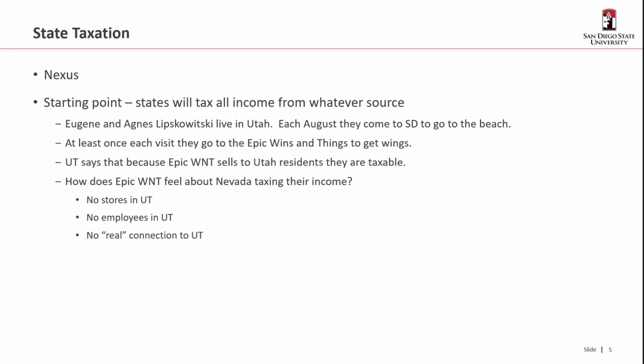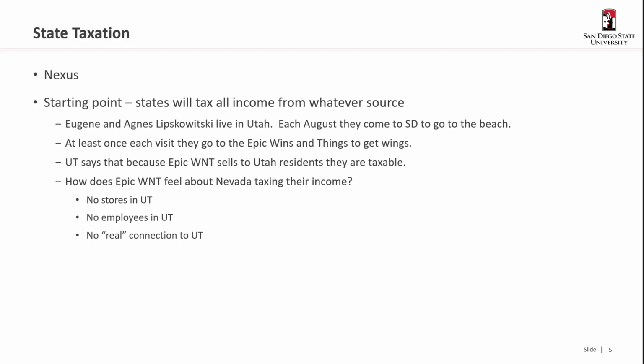So we've got Gene and Agnes Lipskowitsky, and they live in Utah. But each August, they come to San Diego to go to the beach. They wait till the water's a little warmer because Gene and Agnes, though they're getting up there, like to surf without a wetsuit. Maybe they go to Black's Beach where they surf with no suit. They come down to San Diego, and each visit, one of the things they want to do is go to Epic Wings and Things, because they just love the mild buffalo wings. They find the easiest, most convenient San Diego location close to them, and they go and get their wings.